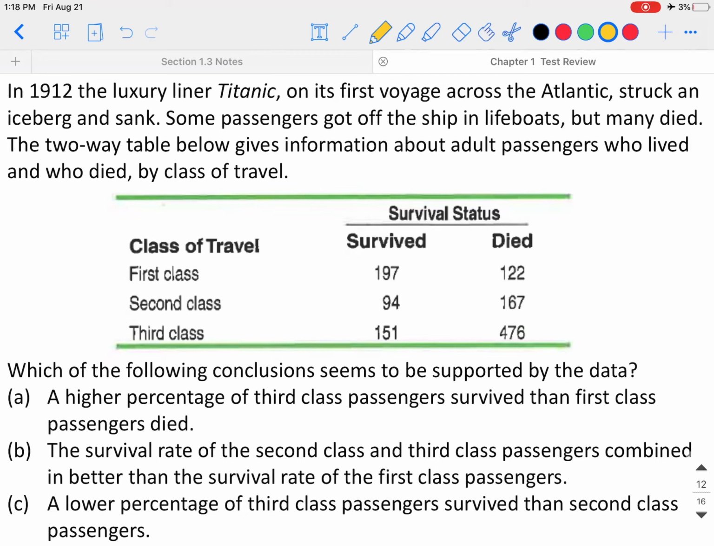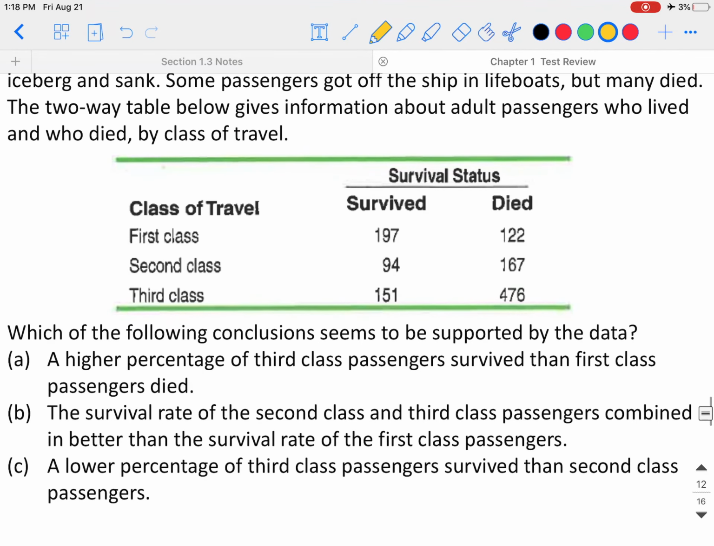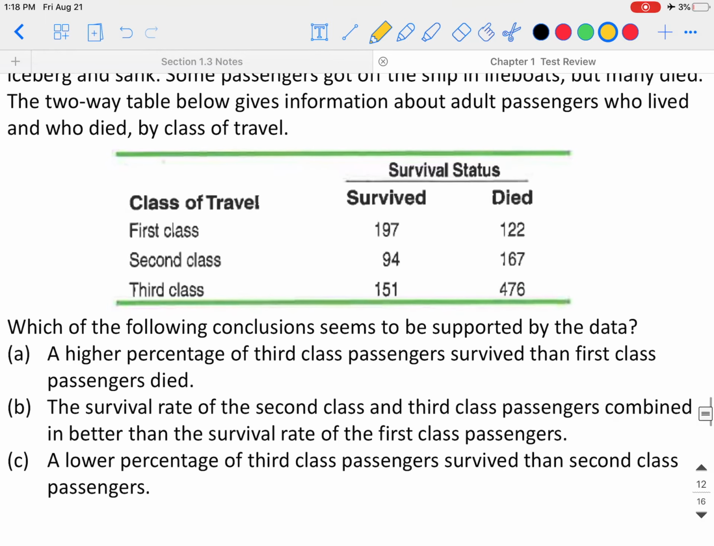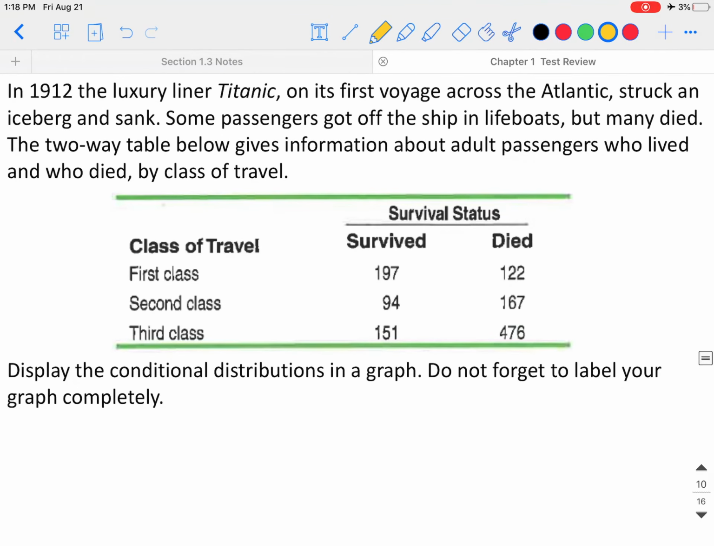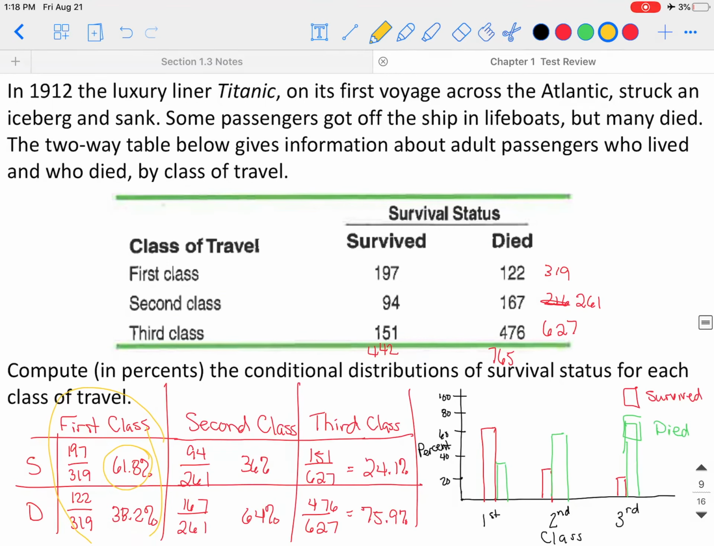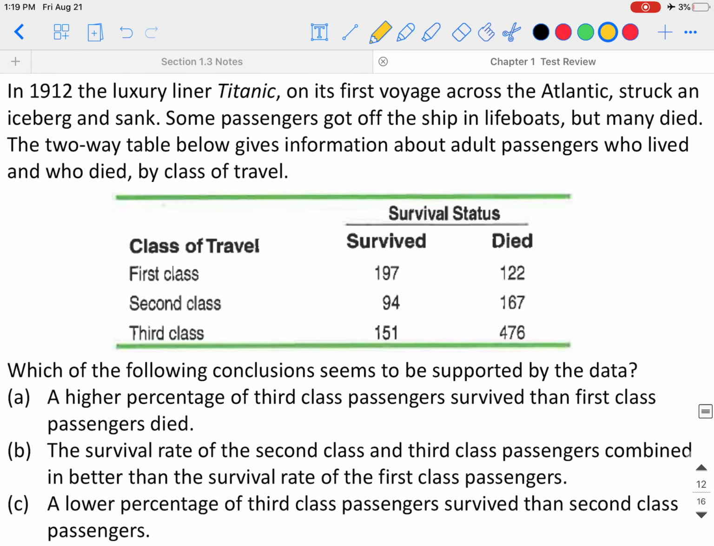Which of the following conclusions seems to be supported by the data? A higher percent of third class passengers survived than first class passengers died. The survival rate of the second class and third class passengers combined is better than the survival rate of the first class passengers. Or a lower percent of third class passengers survived than the second class passengers. So if we go back and look at the table, it's very easy to see that a much lower percent of third class passengers survived than second class passengers.